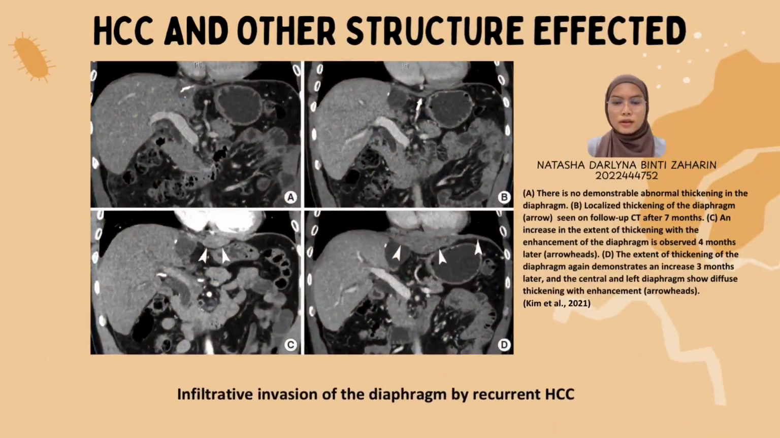This is a multi-phase contrast-enhanced CT scan that shows invasive invasion of the diaphragm by recurrent HCC. Image A shows the diaphragm appearing normal with no abnormal thickening. Images B to D illustrate the progressive worsening of the condition over sequential follow-ups. Image B reveals the initial localized thickening of the diaphragm. Image C shows an increase in the extent of this thickening with enhancement. Finally, image D demonstrates further progression, where the central and left diaphragm show diffuse thickening.